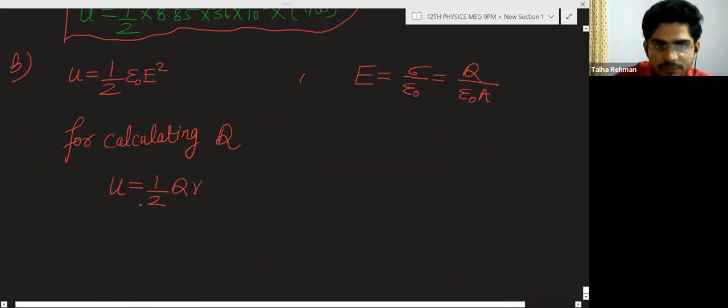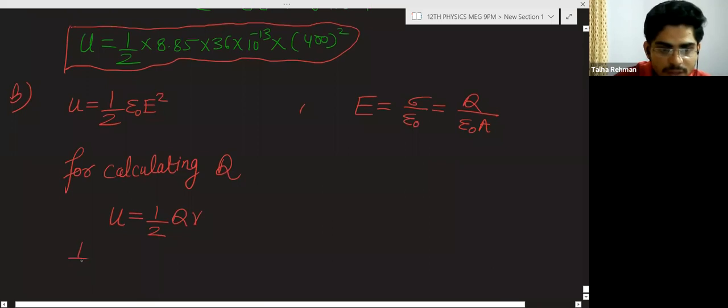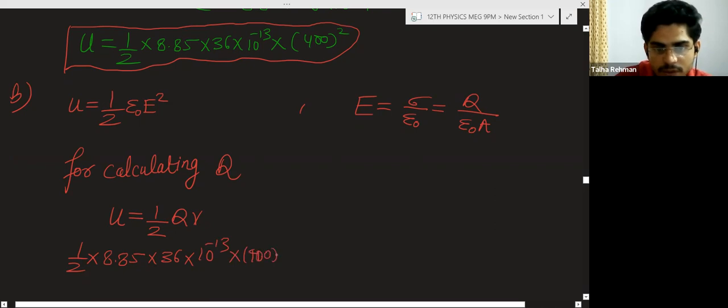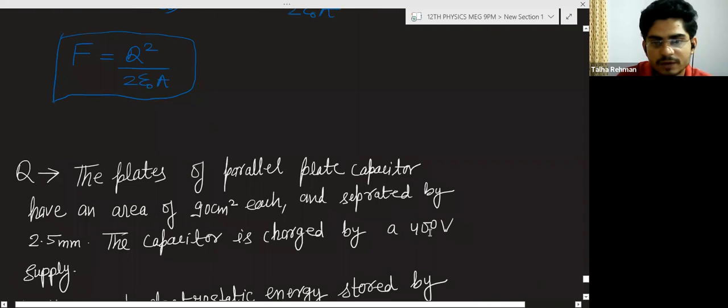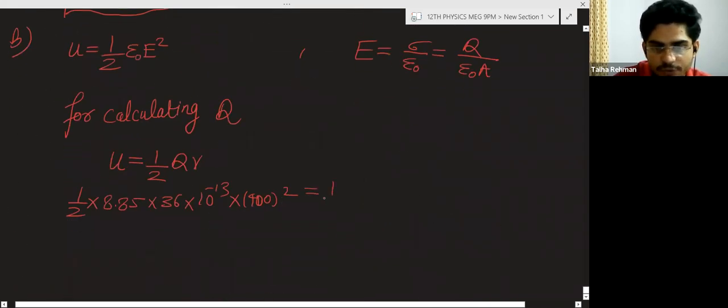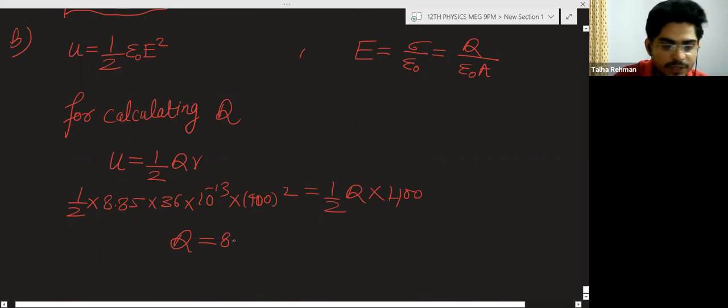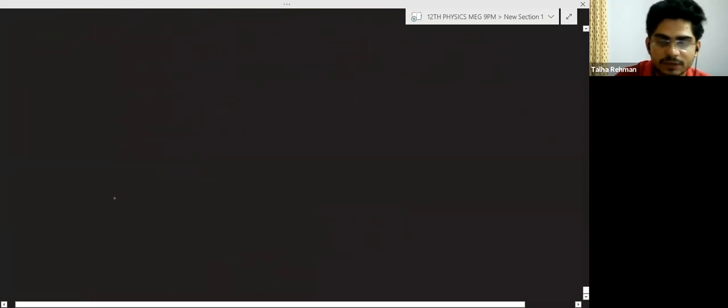Half, and this value is given. Half into 8.85 into 36 into 10 to the power minus 13 into 400 square. You can see here, a supply of 400 volt. And here we have half QV. Half, we have to find Q, and we have the value of 400. And from here you can calculate the value of charge. So charge will come out to be like 8.85 into 72 into 10 to the power minus 13 coulomb. You can calculate it by yourself. So we have calculated the charge. Now we will calculate the electric field.